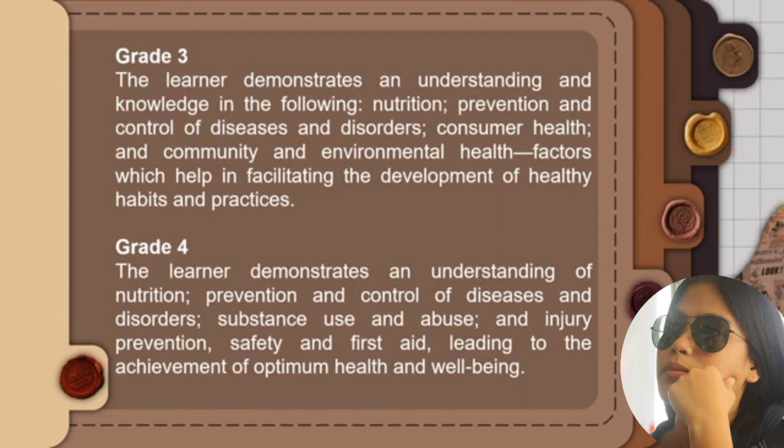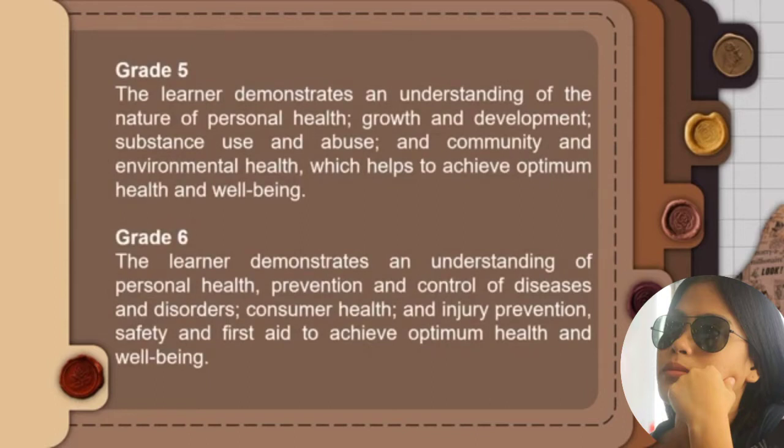In grade 4, the learner demonstrates an understanding of nutrition, prevention and control of diseases and disorders, substance use and abuse, and injury prevention, safety, and first aid, leading to the achievement of optimum health and well-being. In grade 5, the learner demonstrates an understanding of the nature of personal health, growth and development, substance use and abuse, and community and environmental health, which helps to achieve optimum health and well-being.